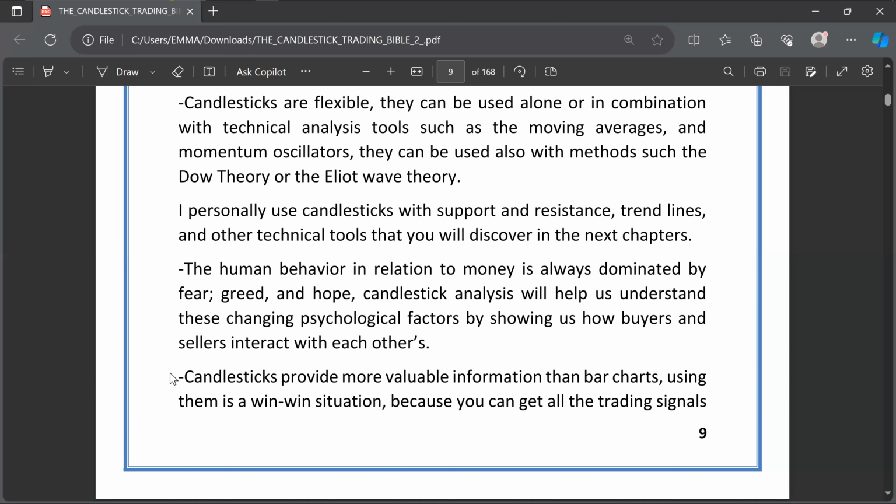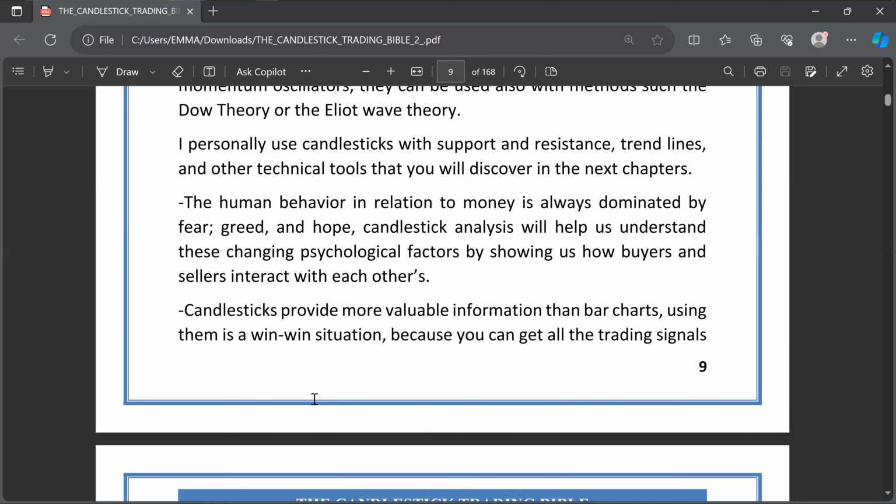Now, candlesticks provide more valuable information than bar charts. Using them is a win-win situation because you can get all the trading signals, right?